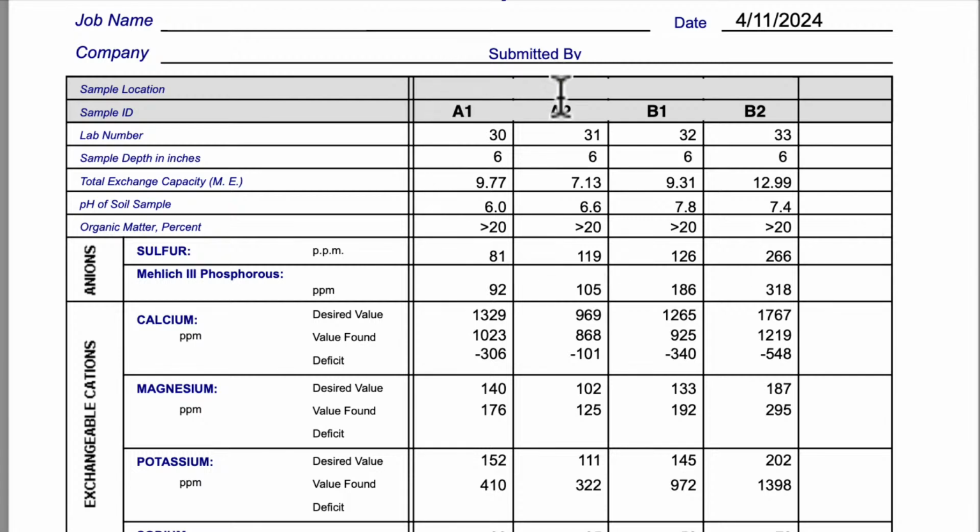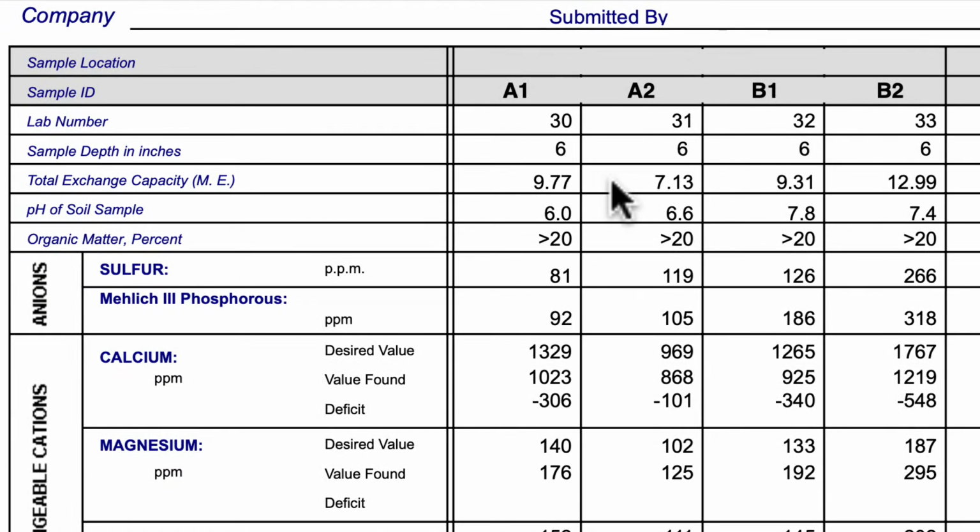And so we've got A1 and A2. These are the same product, just multiple bags. We're first investigating variation of the product. B1, B2, same thing. So those are two bags from a different label. Let me zoom in a little bit here and make these numbers bigger for you.